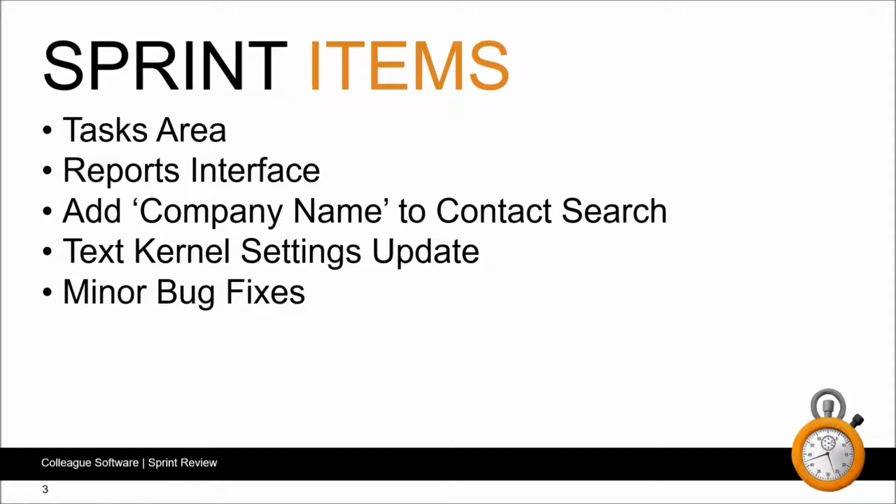The company name has been added to the contact search. This was a data dictionary modification, but we've updated the standard database to ensure that it's included moving forwards. There were some minor text kernel updates delivered, which won't be noticeable to the user, but were important updates with regards to tracking CV parser usage. And there were some minor bug fixes to resolve based on client feedback.